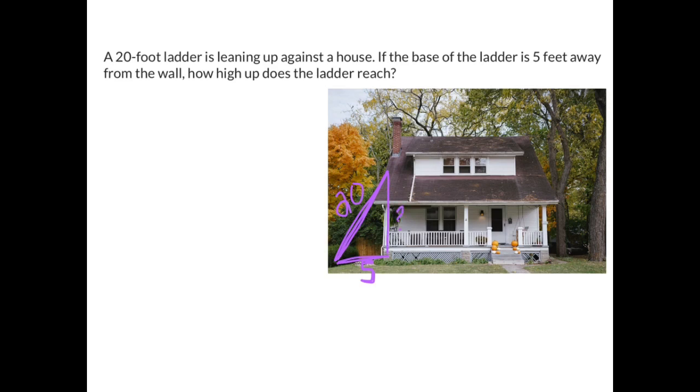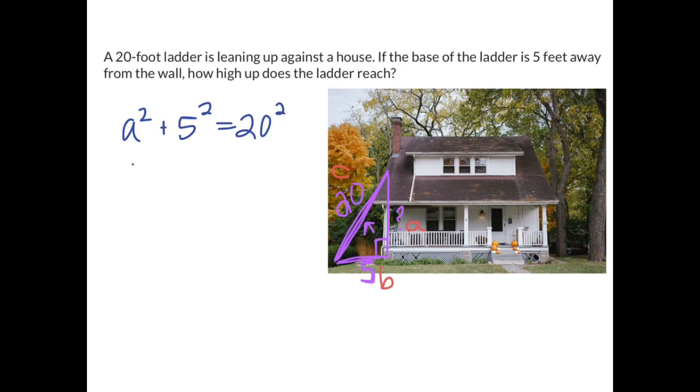Well, based on this basic picture here, my right angle is down at the base of the house, so the 20, the ladder is C, so that's my hypotenuse, and A and B are my legs. So I'm missing a leg. The 5 is one of the legs, that's the distance the ladder is from the house. So using that information, I can say that A squared plus 5 squared is equal to 20 squared.